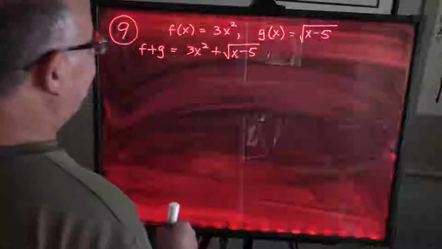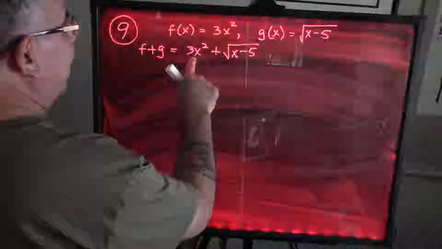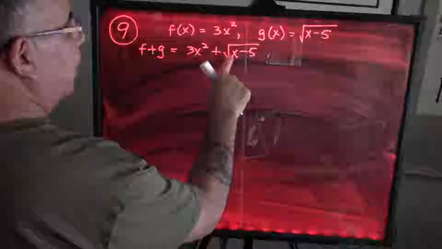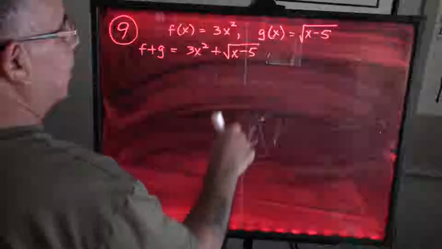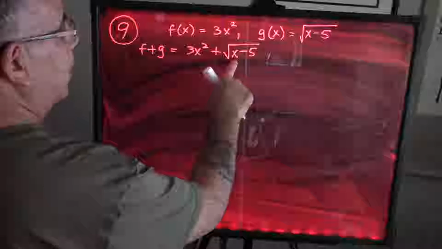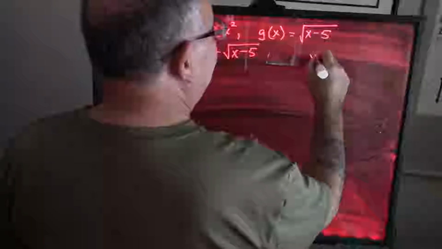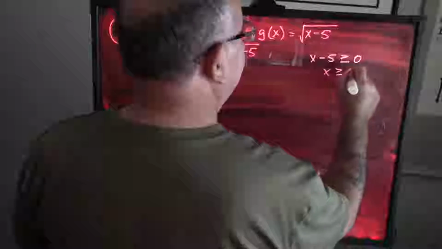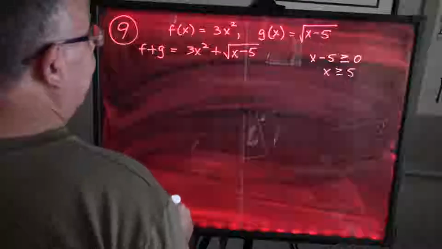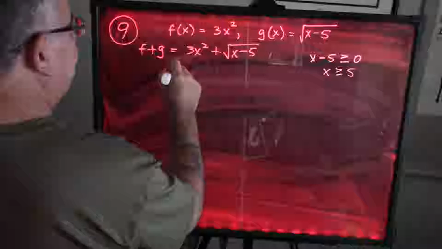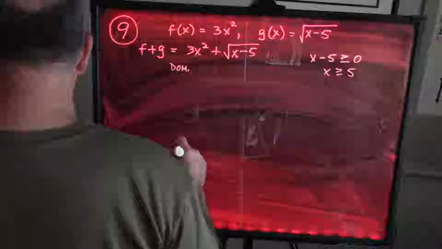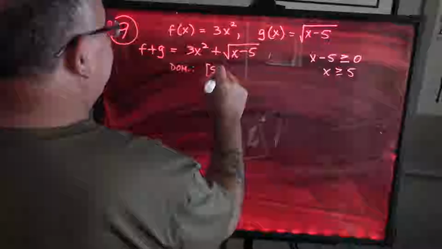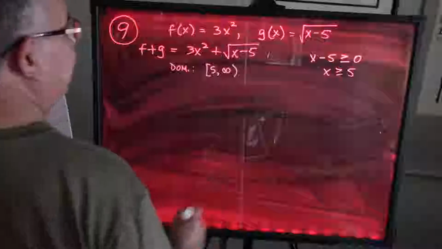So what is the domain? Well, the domain of f is just all real numbers, but this cannot be negative under the square root. You can have 0, square root of 0 is 0, that's okay. So x has to be greater than or equal to 5, right? X minus 5, in other words, must be greater than or equal to 0, so x is greater than or equal to 5. So that's going to be the domain for f plus g. So domain is 5, including 5, to positive infinity.